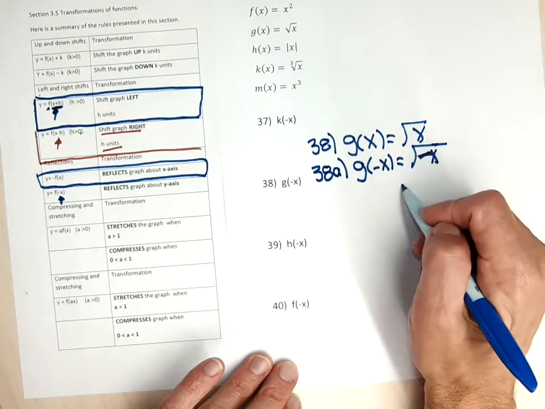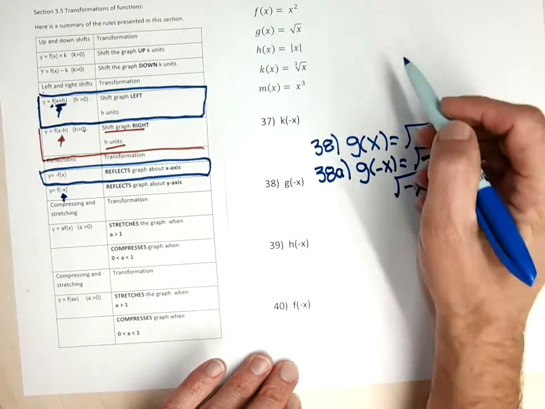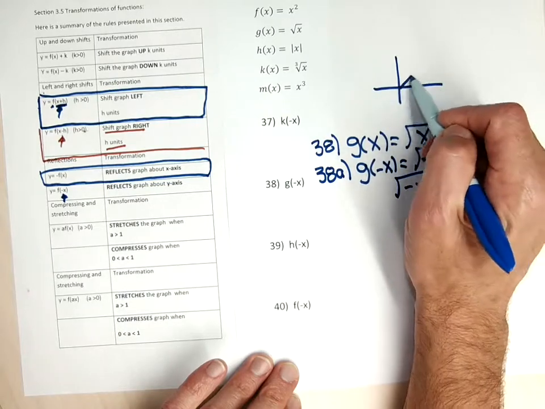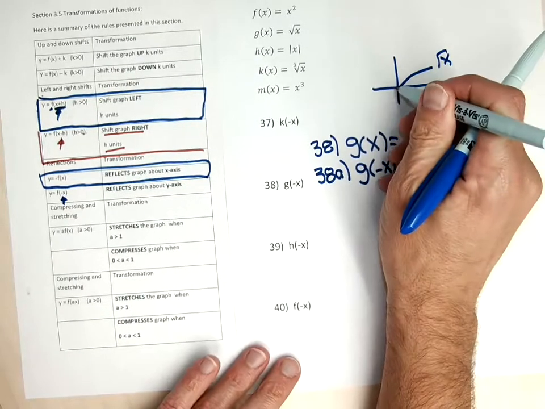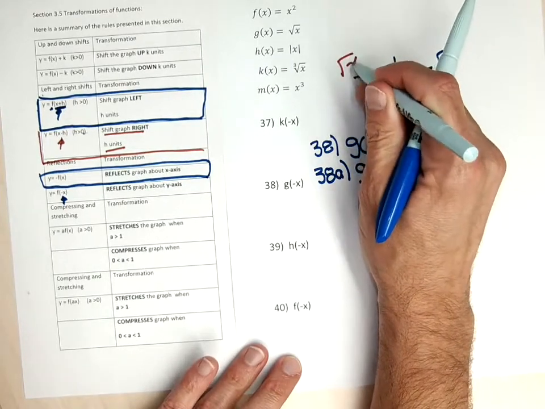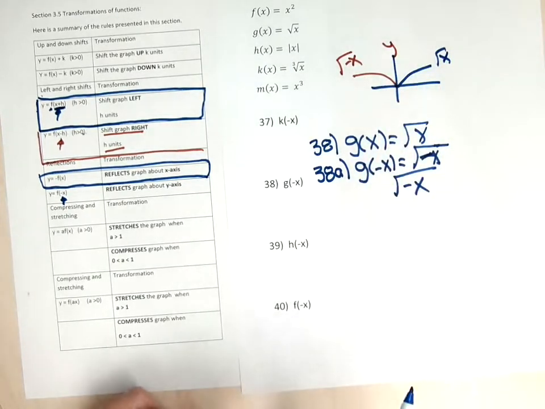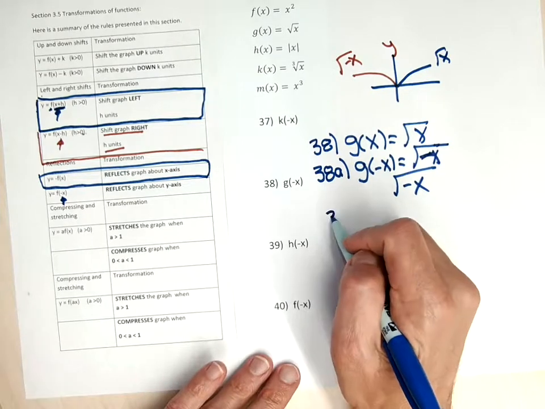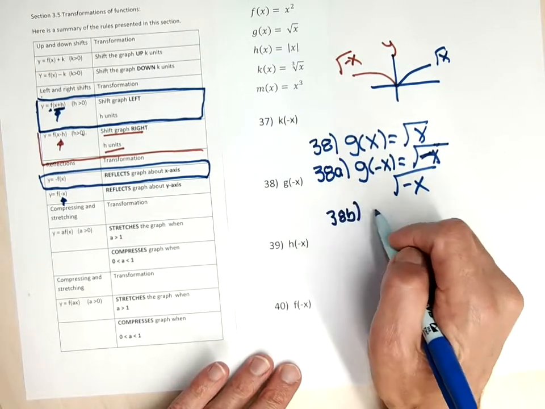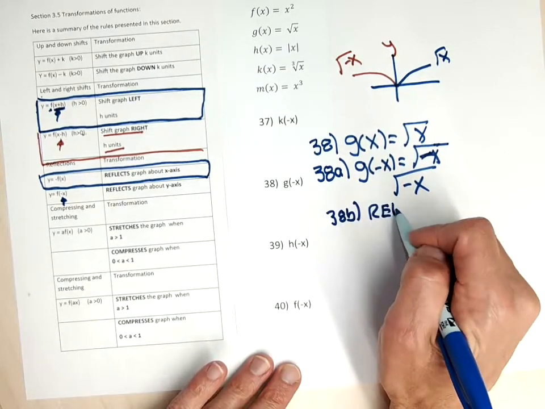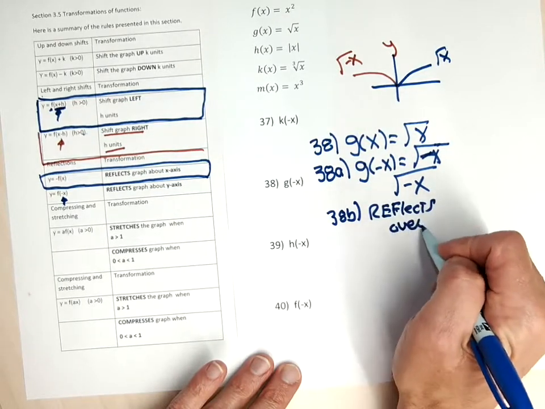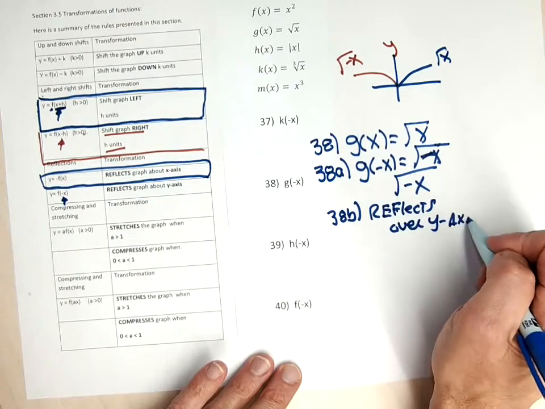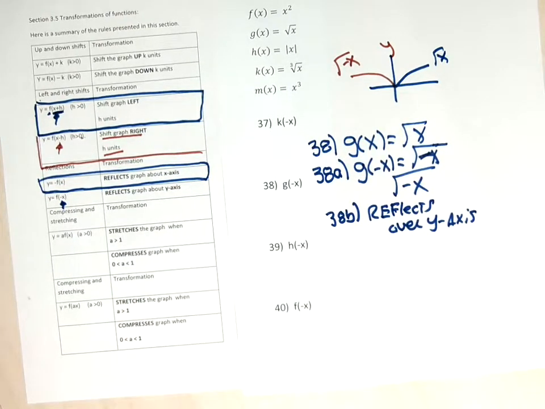So this is supposed to say square root of negative x. And what that will do, if this is a graph of the square root of x, the graph of the square root of negative x is going to take the graph and flip it over the y-axis. So for my part B, it reflects over the y-axis.